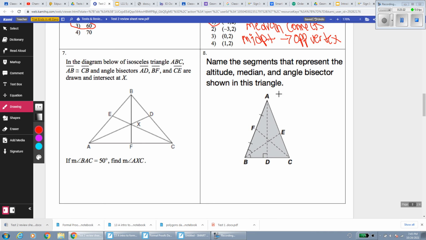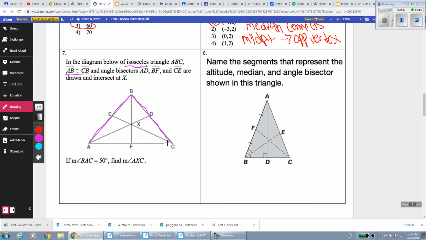Okay. In the diagram below of isosceles triangle ABC, AB is congruent to CB. So let me mark that in my diagram as best as I can. AB and CB are the congruent sides of this isosceles triangle. We know isosceles triangles have 2 congruent sides. So I like to outline them in the same color, and that way we know they're congruent to each other.